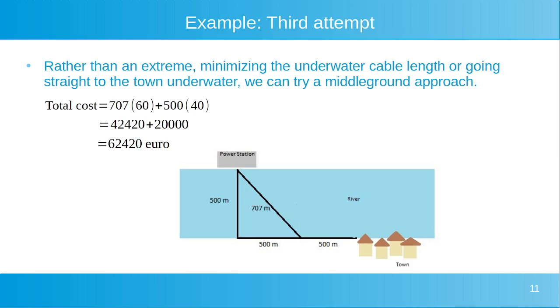But this was another arbitrary attempt. What we want to do is find the absolute cheapest option. So we could have a look at, say, running to a point on the other side of the river that's a little bit further away from the town or a little bit closer to the town. And right now, based on the information we have, we're not really sure what's going to be more expensive or cheaper.